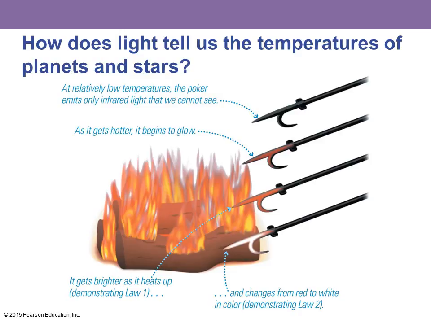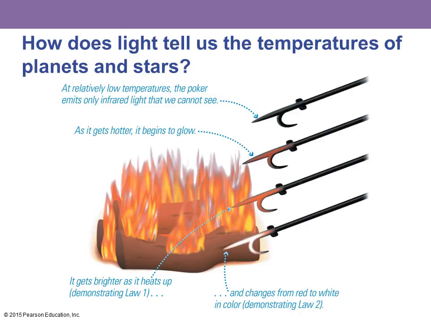Now, what about light and temperatures of planets and stars? Well, this is something that a lot of people get into in a lot more detail, but we're not. Page 117 talks about the two laws of thermal radiation. And this example at the bottom right of page 117 kind of tells the whole story. If you put some type of iron rod or poker, as they have here, into the fire, it's going to increase in temperature. And as it does so, it gets brighter.